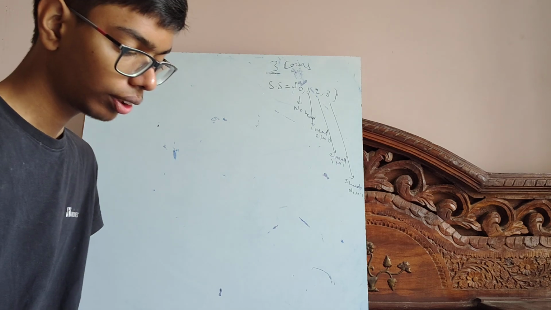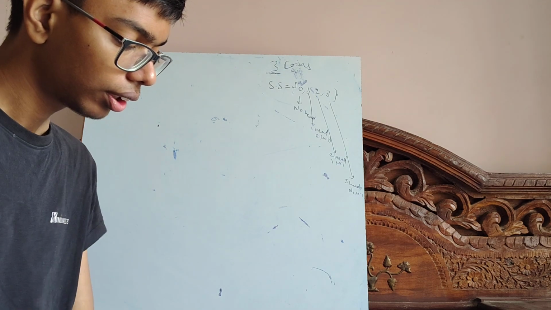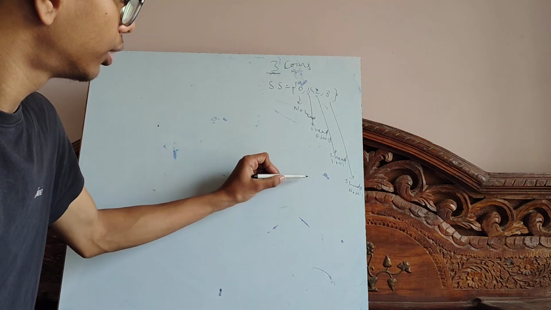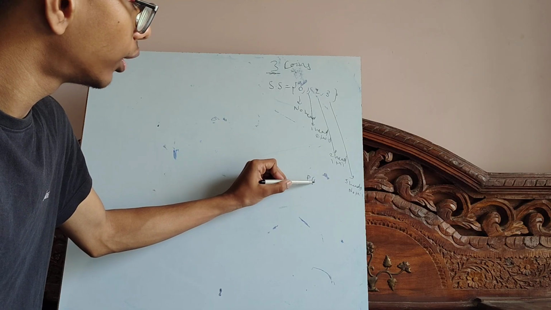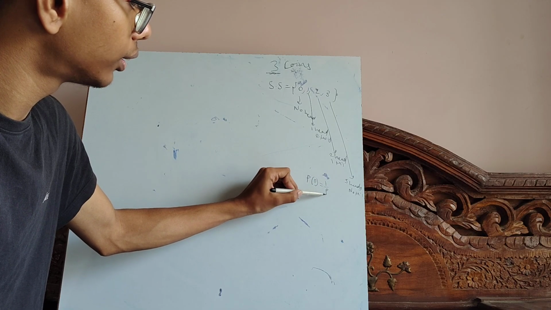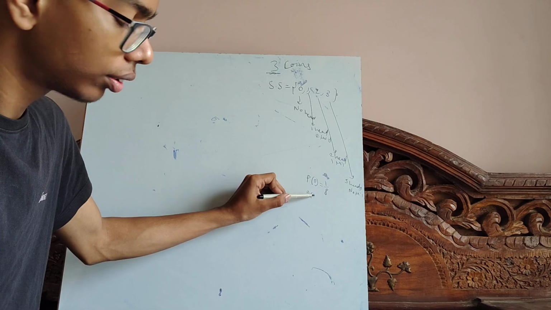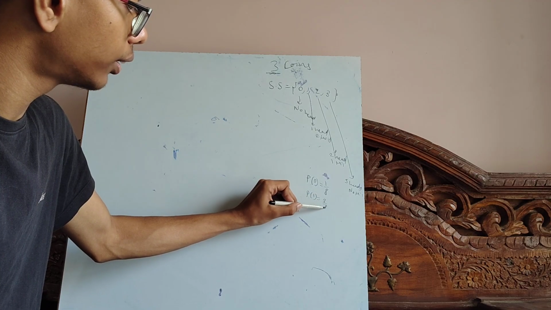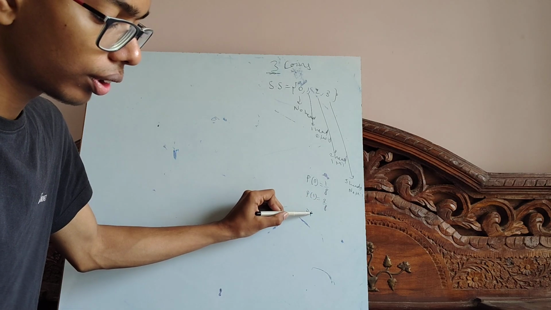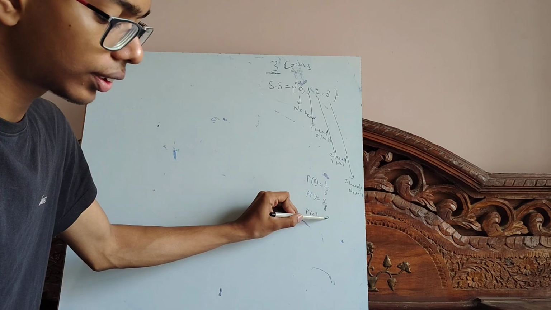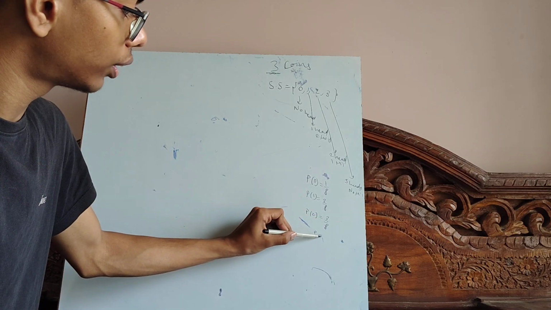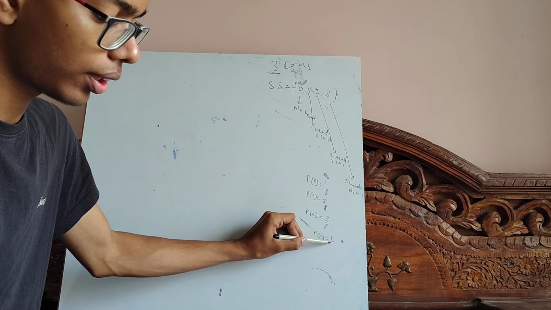Now, similarly, the probability will be given as: probability of getting 0 heads is 1 by 8. Probability of getting 1 head is 3 by 8. Probability of getting 2 heads is 3 by 8. Probability of getting 3 heads is 1 by 8.